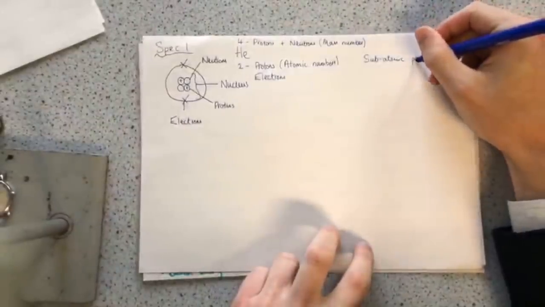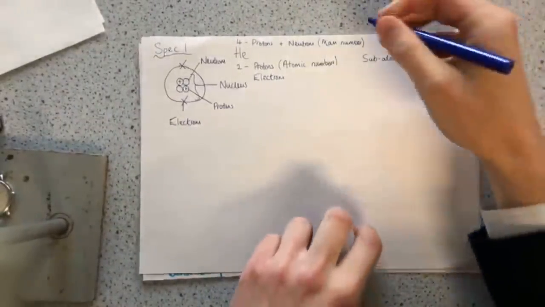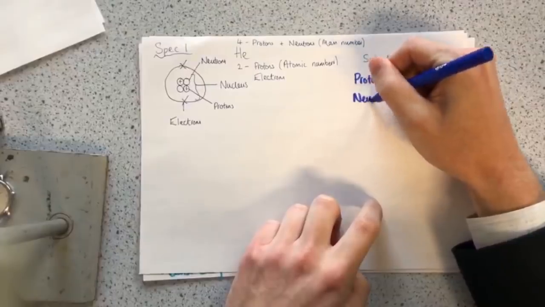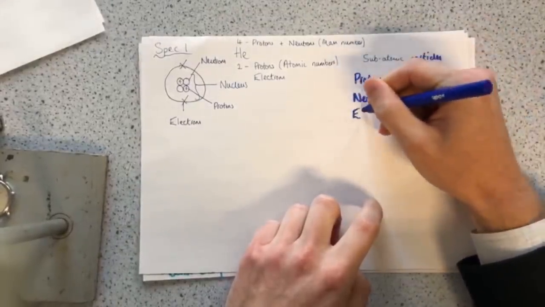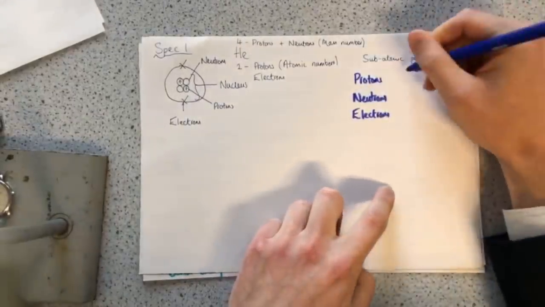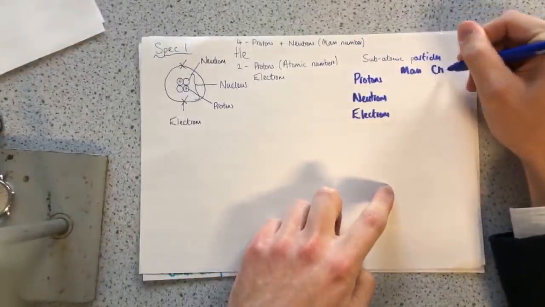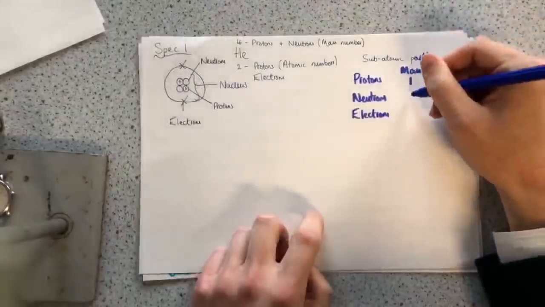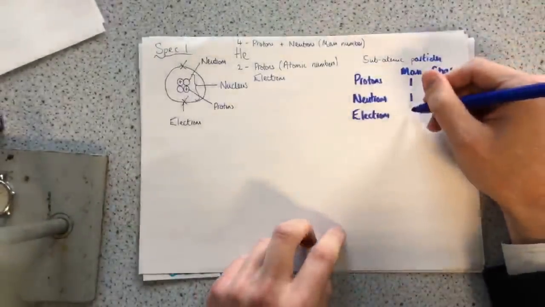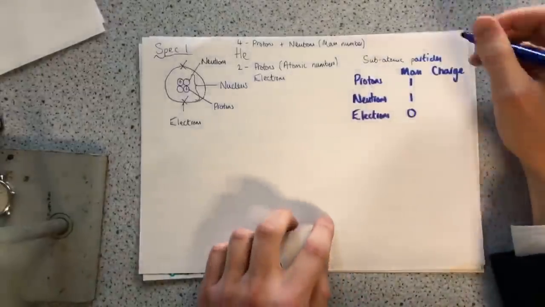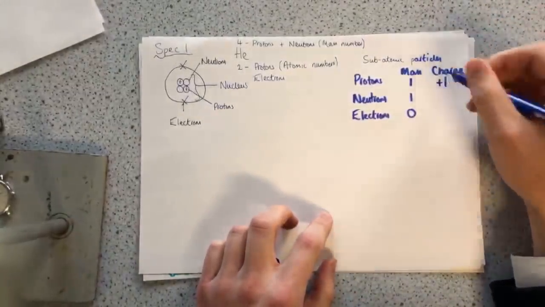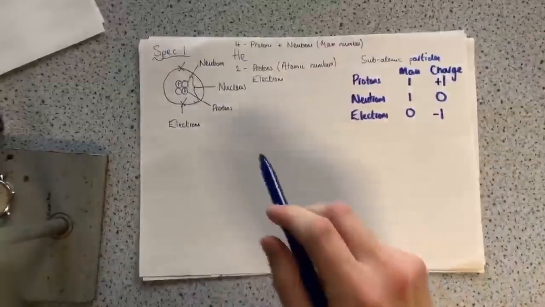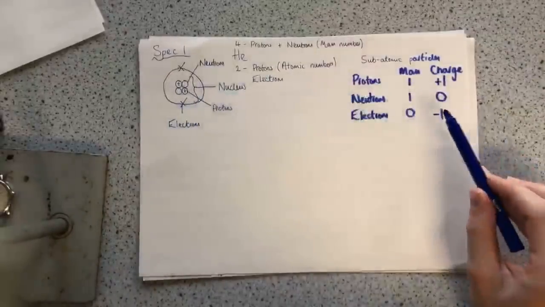So subatomic particles, I'll continue. Protons, neutrons, electrons, and then mass and charge. So the mass of a proton is 1, the mass of a neutron is also 1, and the mass of an electron, in the exam, you are allowed to write 0. The charge of a proton is +1. The charge of a neutron is 0 because it is neutral, and the charge of an electron is -1. So that is your fully labelled diagram of an atom, and also the mass and charges there.